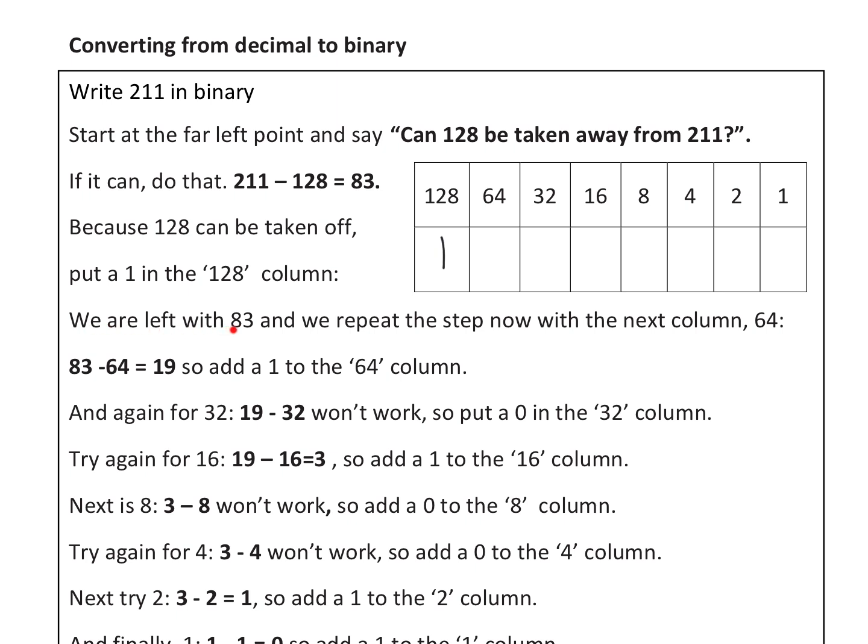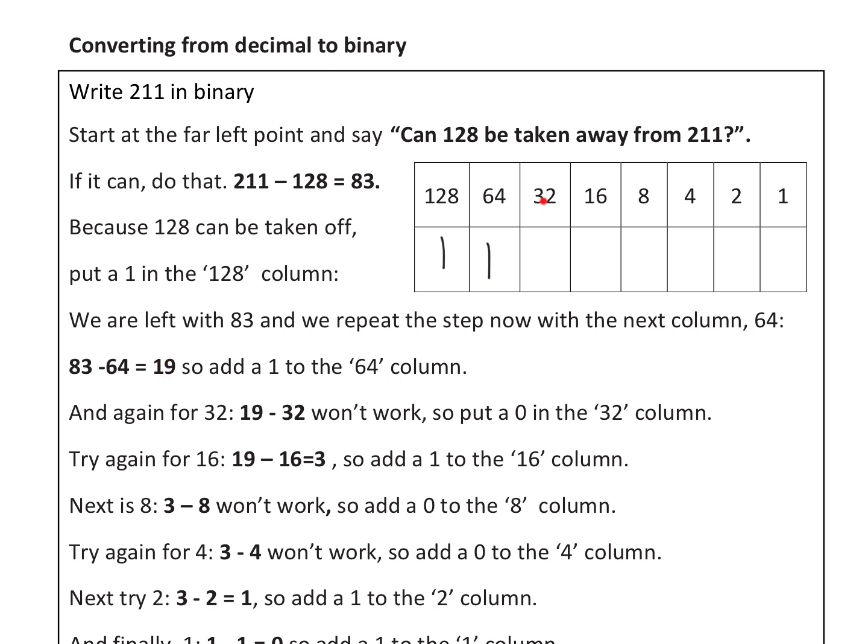So we're left with 83, and we repeat the step now with the next column, 64. So can 64 be taken away from 83? And the answer to that's yes. So 83 minus 64 is 19. So we add a 1 in the 64 column. And we've got the remainder 19.